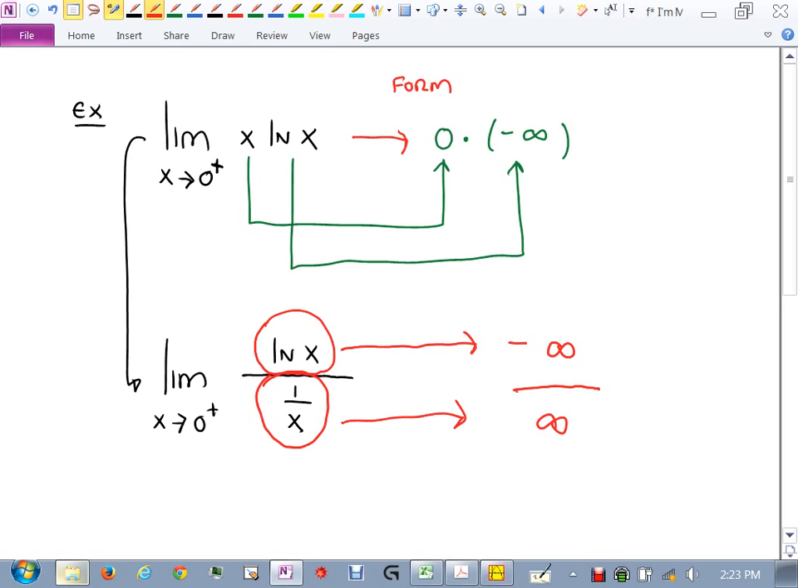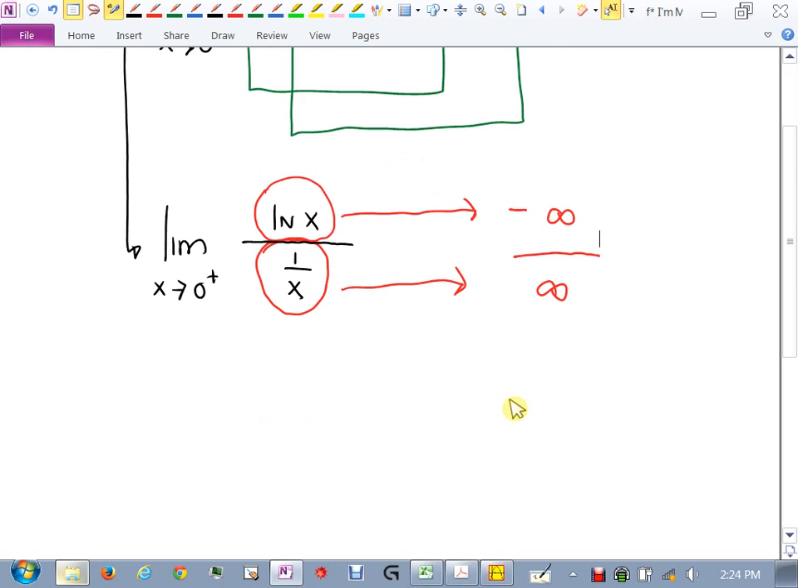And I'm pretty pleased about that, because I can apply L'Hopital's rule now. This equals, by L'Hopital's rule, the derivative of the top. What is the derivative of natural log x? 1 over x. Now very carefully, not to mess ourselves up here, what is the derivative of 1 over x? Negative 1 over x squared. Right? Negative 1 over x squared.